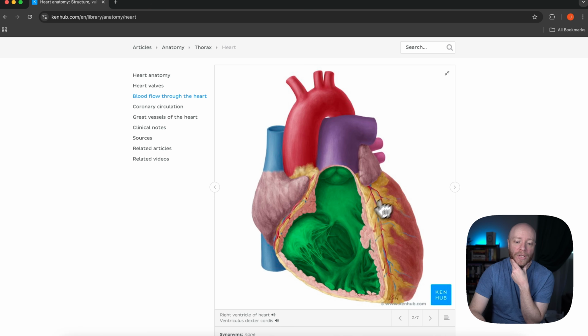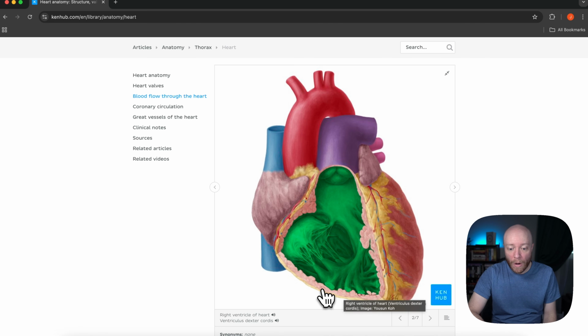So, yes, it's highlighted in green, but we can still see the base of the pulmonary valve here. You can see the tricuspid valve. You can see the papillary muscles. You can see the trabeculae carneae. So everything is still going to be the same in terms of the view, like we saw with the left ventricle. Not that it's exactly the same as the left ventricle, just that it has the same components. But you can also see the thinness of the ventricular wall.